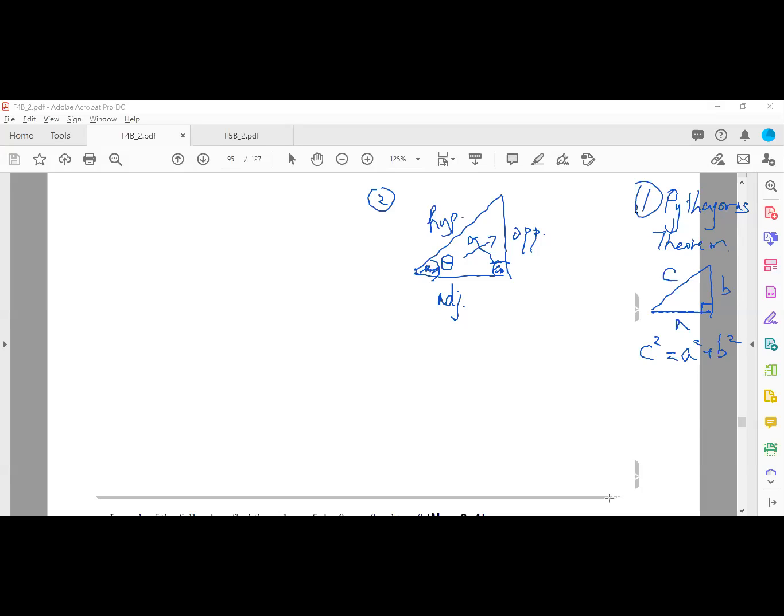So we have picked theta to be this angle. Then the length theta is looking at will be the opposite side, and the side that the right angle is looking at will be the hypotenuse, and then the third side will be the adjacent side. So we have the sine theta.